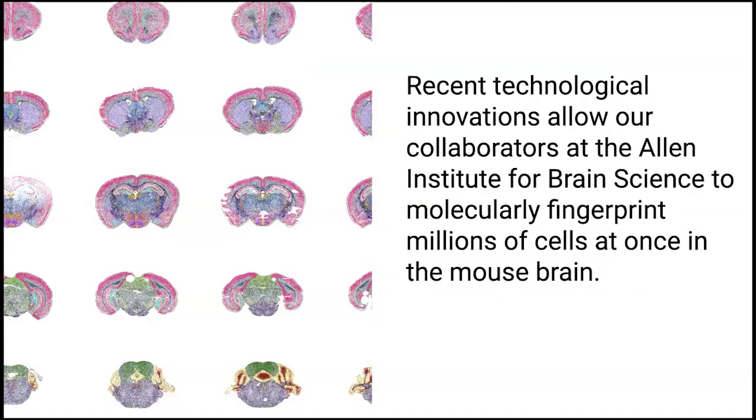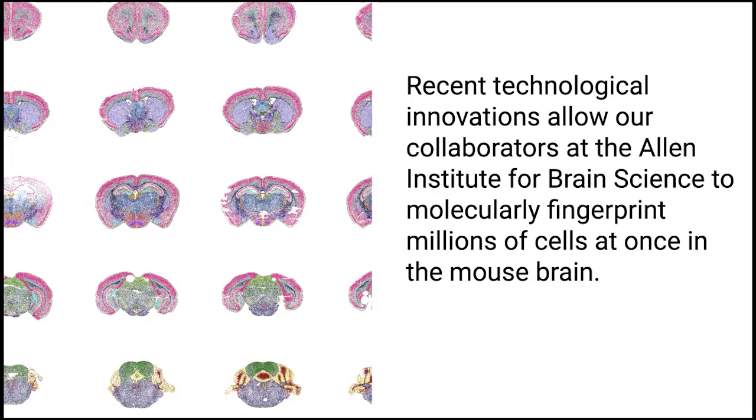To give some background, what we're interested in is data that has been recently generated using new technologies from our collaborators at the Allen Institute for Brain Science to molecularly fingerprint millions of cells at once in the mouse brain. What I'm showing you on the left is a sample of that data, where each of these little pieces is one section of the mouse brain, moving from the front in the top left to the back in the bottom right. Each of these little sections is made up of millions of small dots, and each dot is one cell, and they're colored by different types of cells that we've been able to identify using previous knowledge.